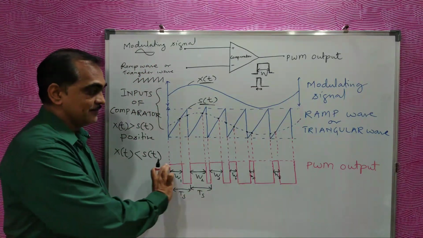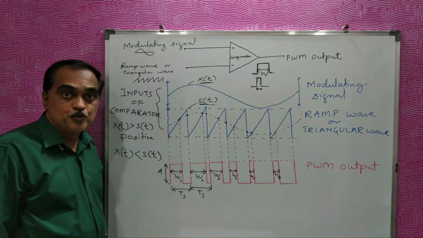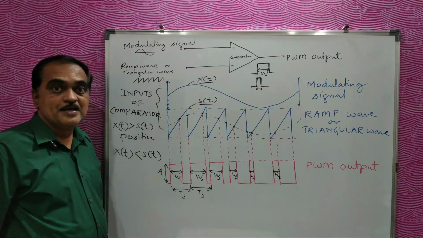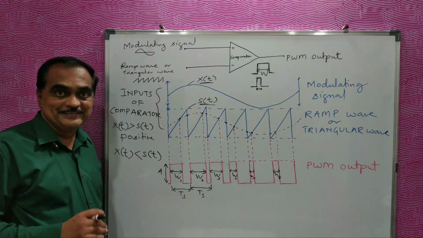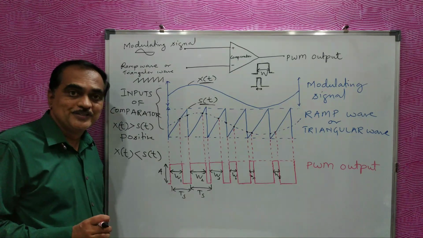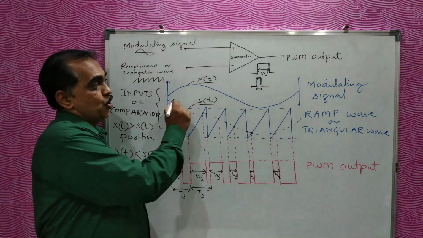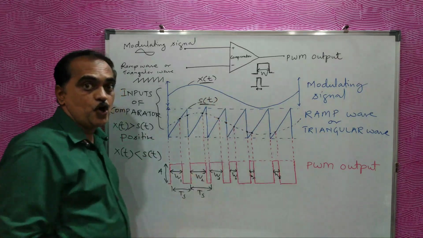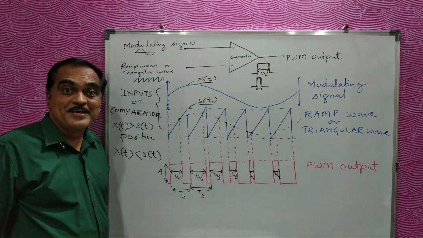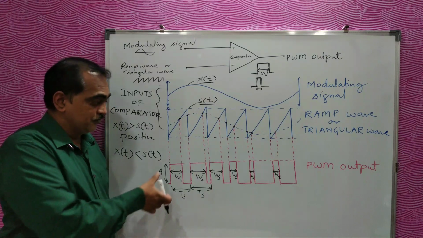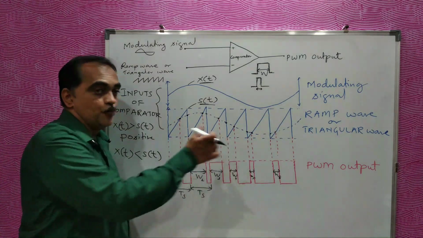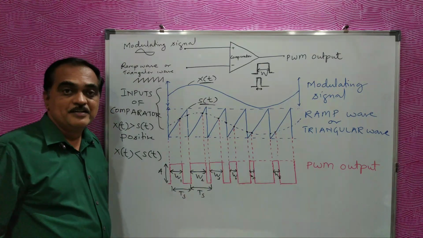So we can call this a PWM output, pulse width modulated output, where the width of the pulses becomes more or less. They are varying according to the instantaneous value of the modulating signal or the information signal or the message signal. So this is your PWM output. So we have generated the PWM output.